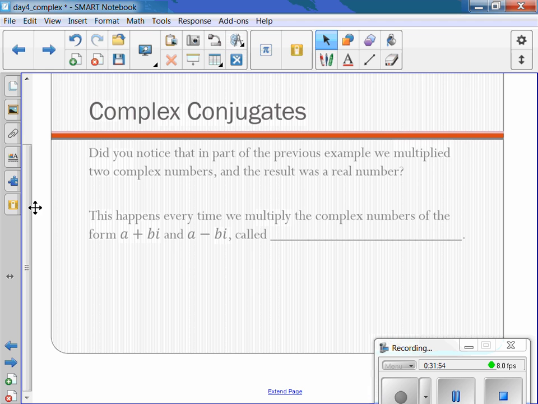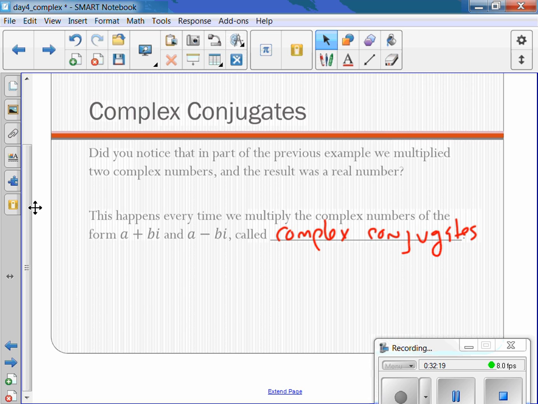Again, these are called complex conjugates. Just a name here. So I have a plus bi and a minus bi are complex conjugates of each other. They behave such that when we multiply them, the imaginary part disappears and I'm left with a real number. So here I want to multiply each of the complex numbers by its conjugate.